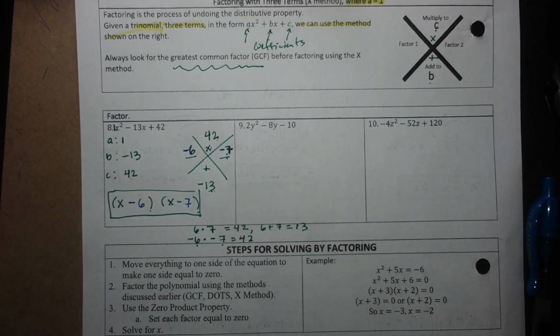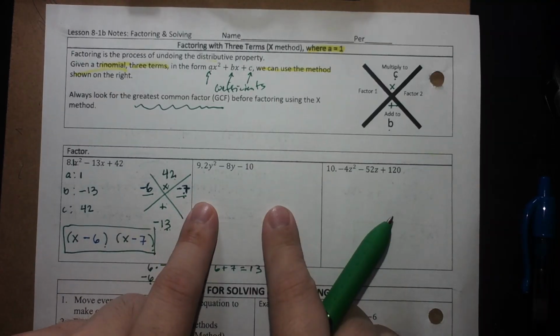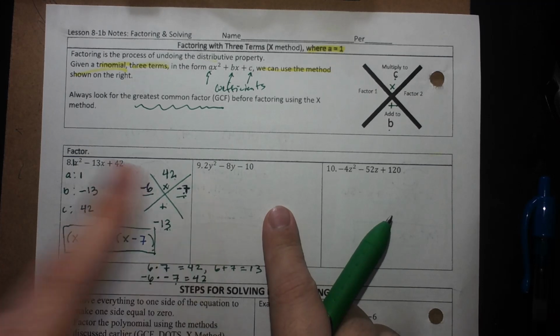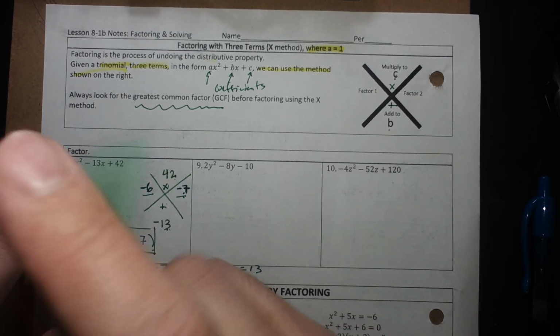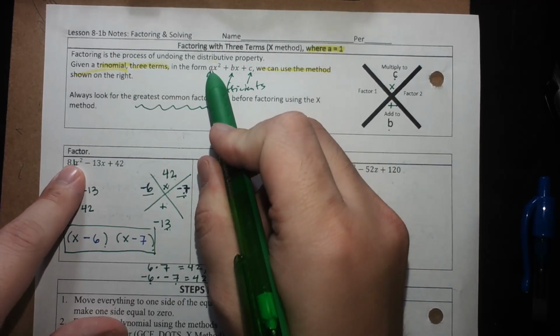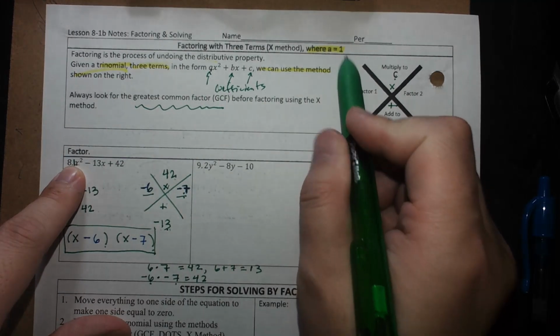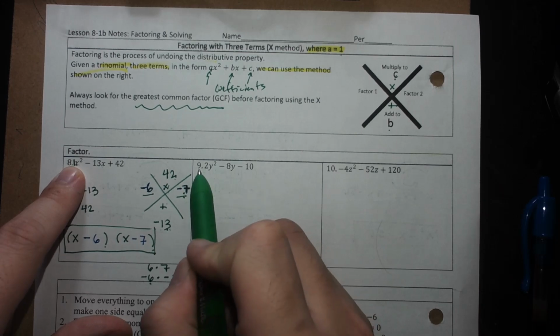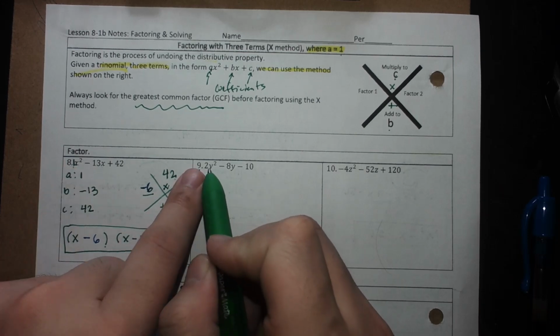I know that was a very, very long explanation, but I wanted to take my time and explain what is going on so you understand at least the basics of factoring a trinomial. Let's take a look at number 9. For 8, our a value was 1. For 9, our a value isn't 1, it's actually 2.